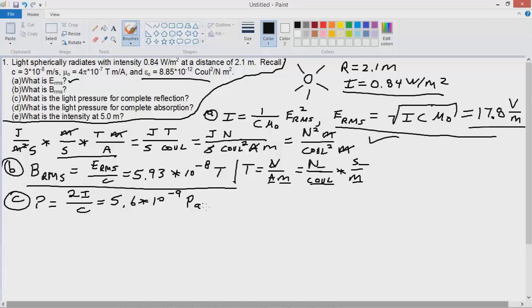So that would be intensity in watts per meter squared. Eventually, you'd wind up with newtons per meter squared. The dimensions are pretty easy to prove on this one. D. Now, that's for reflection. You're going to get twice as much pressure. Pressure, if it's totally absorbed, is just going to be half this quantity.